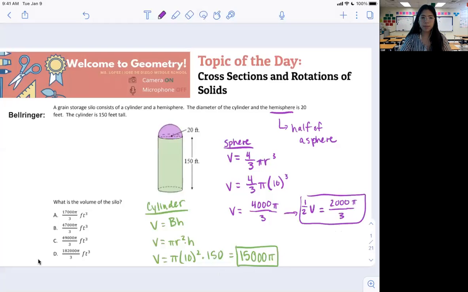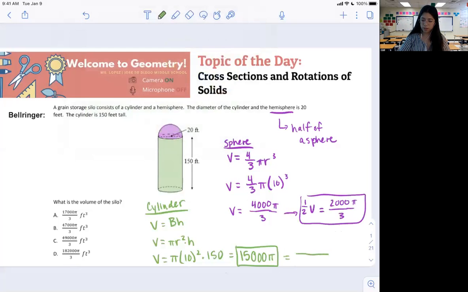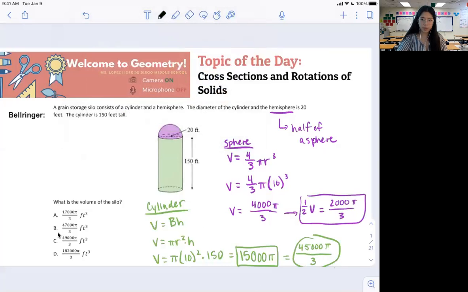But in order to add them, look at all our answer choices are over 3. So I need a common denominator. How do I rewrite 15,000 to make it over 3? What would that be? Okay, so then 45,000 plus 2,000. Where's my answer? 47,000 over 3. Good. Answer choice B.